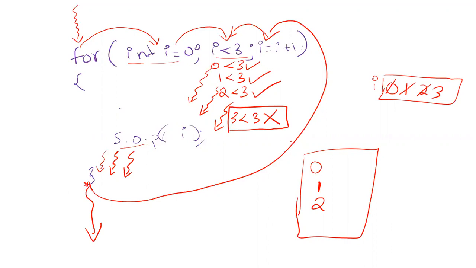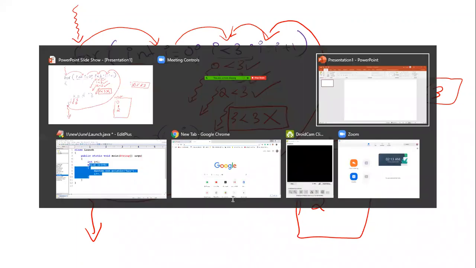So what have we printed in the output? We have printed 0, 1 and 2. Okay, we have printed this. So let me go back and let's see whether we are getting the same output or not.